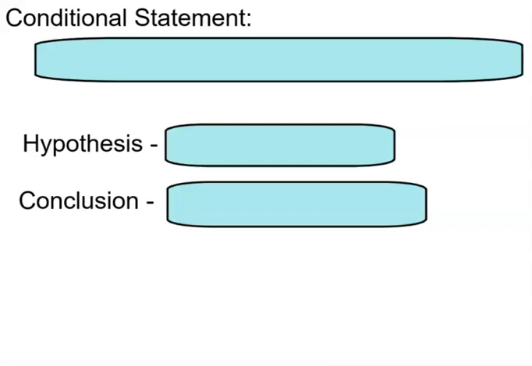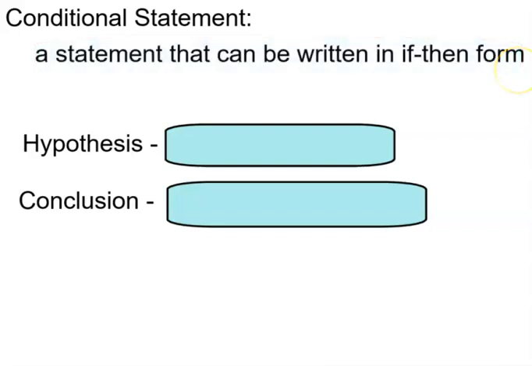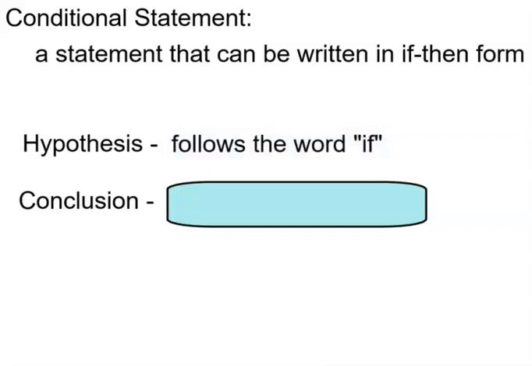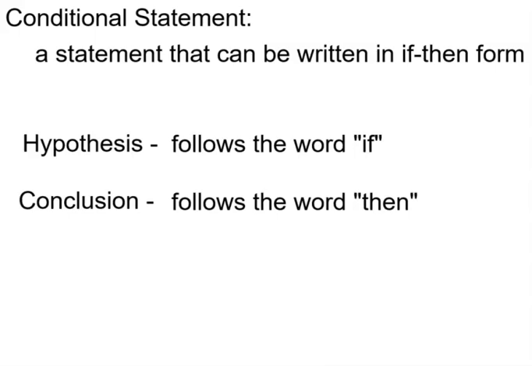So on page 7, a conditional statement is a statement that can be written in if-then form. When we have things that are written in if-then form, they're broken into two parts, a hypothesis and a conclusion. Hypothesis is the part of our sentence that follows the word if. Conclusion is the part of our sentence that follows the word then. Notice that for both hypothesis and conclusion, it says it follows. That means that the words if and then are not included as part of your hypothesis and conclusion.